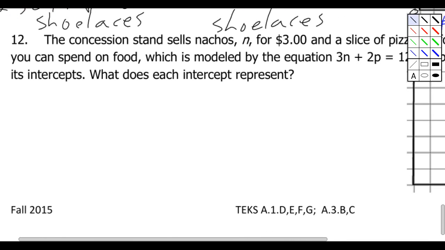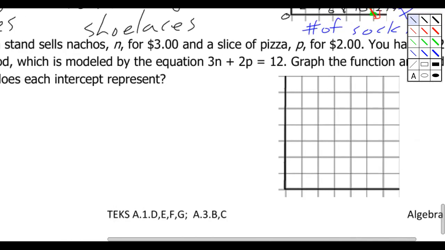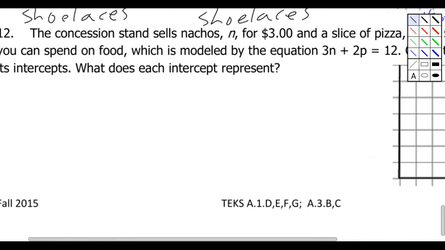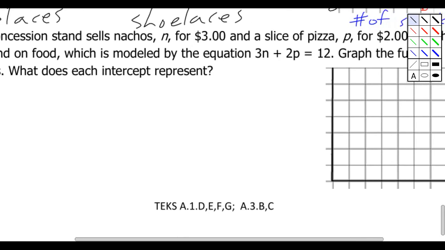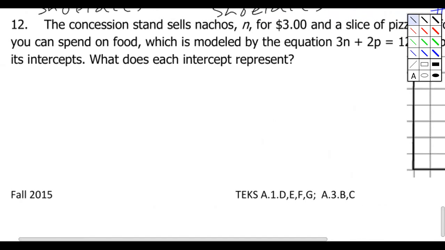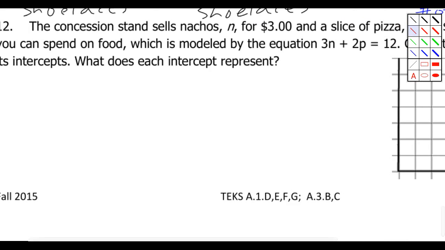So 12, last one. The concession stand sells nachos N for $3 and a slice of pizza P for $2. You have $12 you can spend on food, which is modeled by the equation 3n + 2p = 12. Graph the function and find its intercepts. What does each intercept represent? Okay, so if we take this equation right here, if I decided I only wanted to buy nachos, well, those are $3 a piece, right? If I only wanted to buy nachos, I have $12. That'd be 3n = 12. So then, solving that equation, it turns out that I could buy 4 nachos.